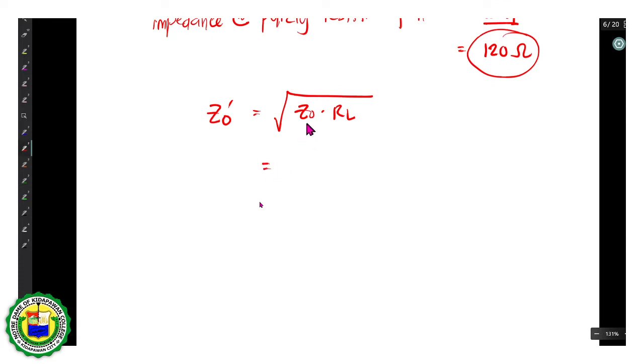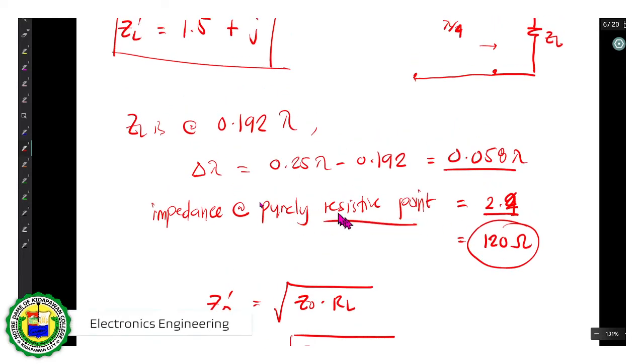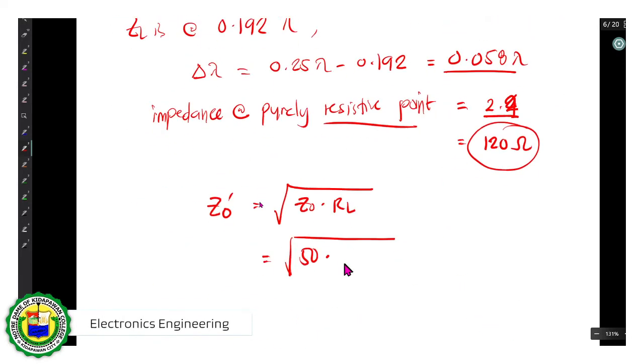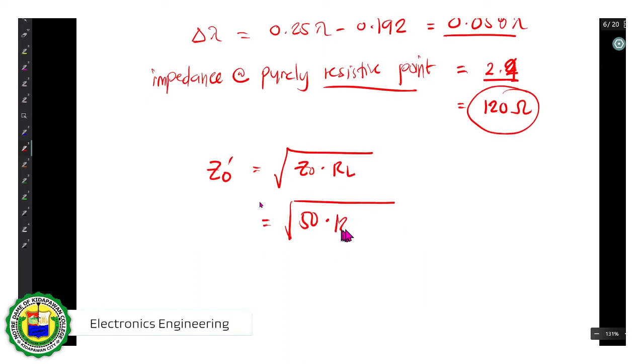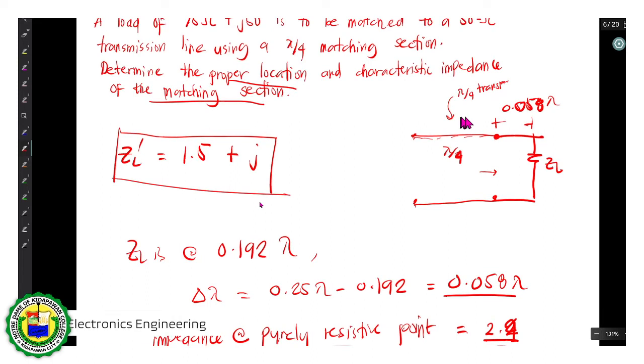So in that case, ZO is equal to 50 because that's the characteristic impedance of our line. We multiply that with 120, which is the value of the resistance at the point where we find it resistive. That would give us approximately 77.5 ohms, and this should be the value of the characteristic impedance of this quarter wave line that we would insert in our circuit.